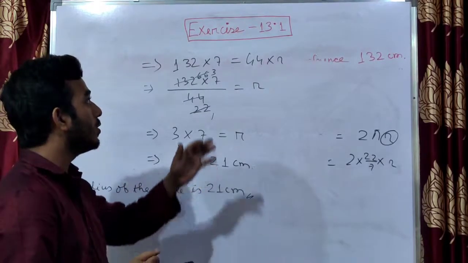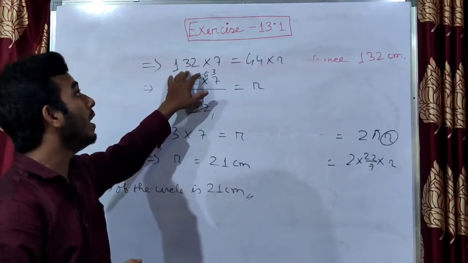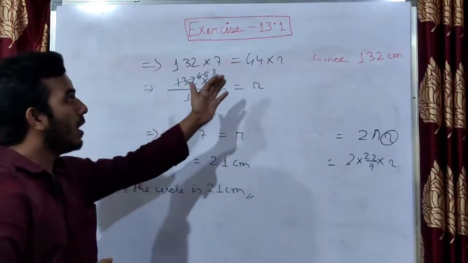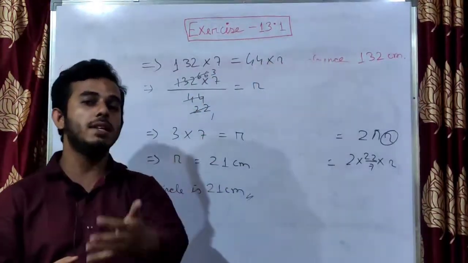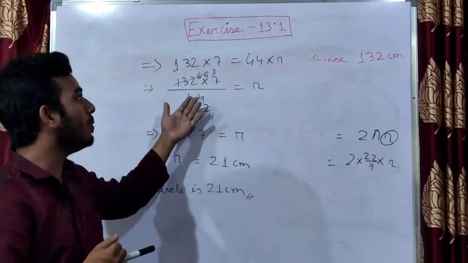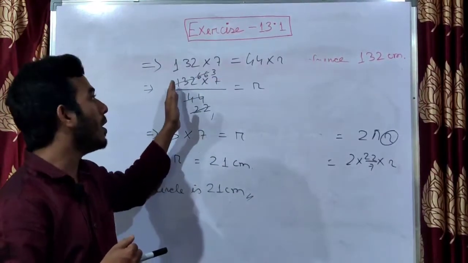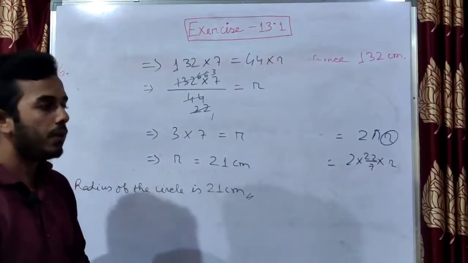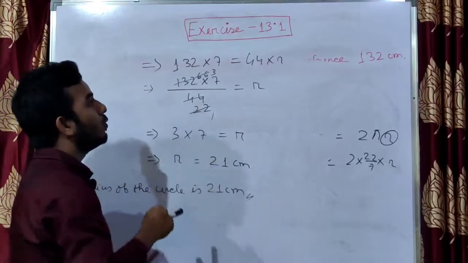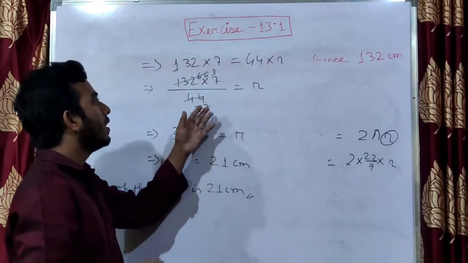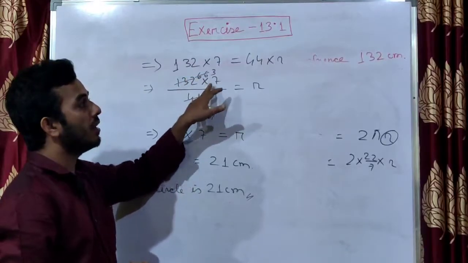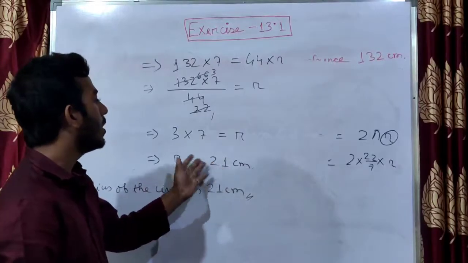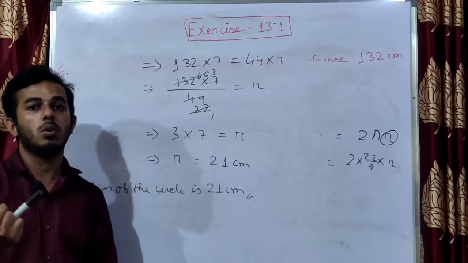Okay. After that, we proceeded: the 7 was divided. So when we change the side, it got multiplied with 132. 132 into 7 equals 44 into r. Okay. Now as 44 is multiplied with r, when we change the side, we know it will be divided. So 44 got divided, 132 into 7 divided by 44 equals r. After that, we cancelled 132 and 44 with 2. Like this the result came, 3 left, and there also 7 left. Then 3 into 7 is how much? 21. That means the radius of the circle is 21. Okay.